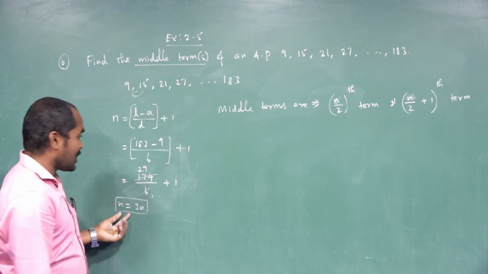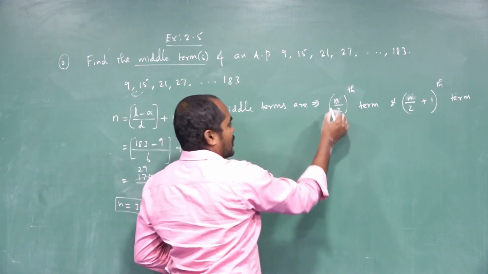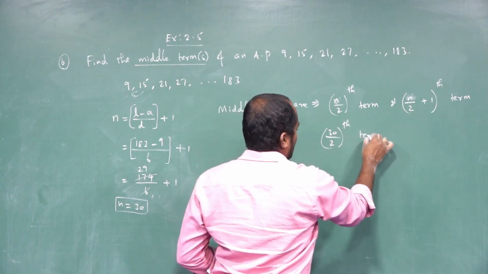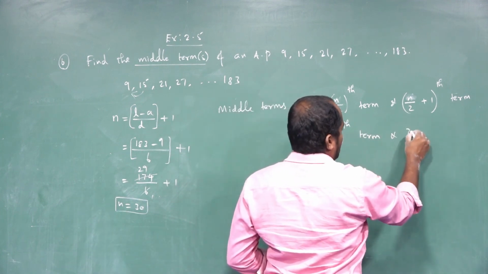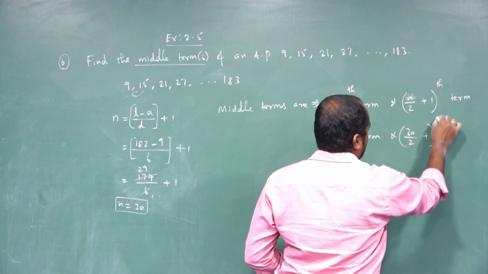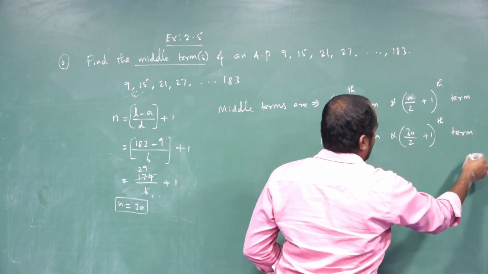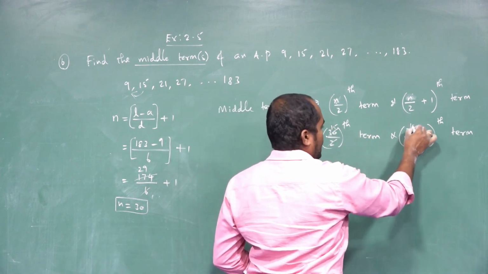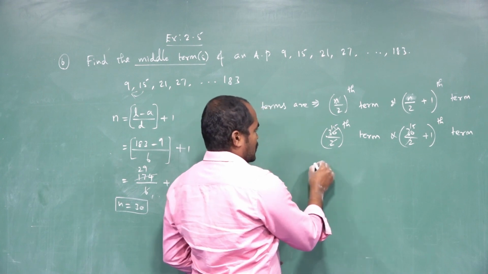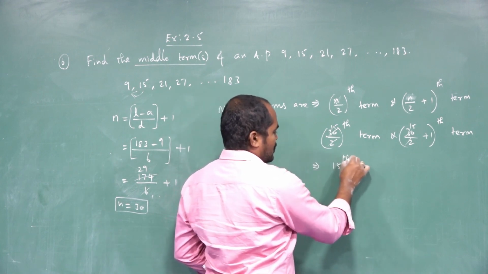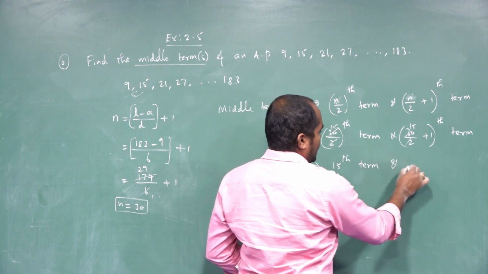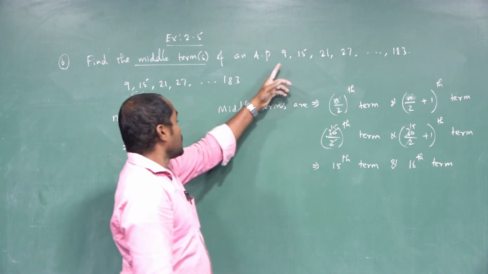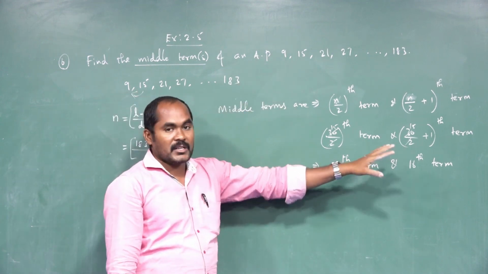You know the n value. What is the n value? 30. So write here 30 and 30. So the 30 by 2th term and the 30 by 2 plus 1th term. So these are the middle terms. 30 by 2 we know is 15. This is also 15, but 15 plus 1 is 16. So the middle terms are the 15th term and the 16th term. So in this sequence, the middle terms are the 15th term and the 16th term.